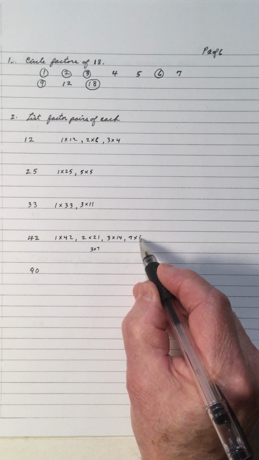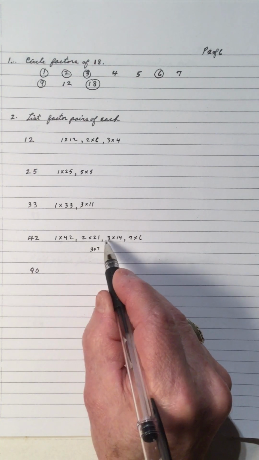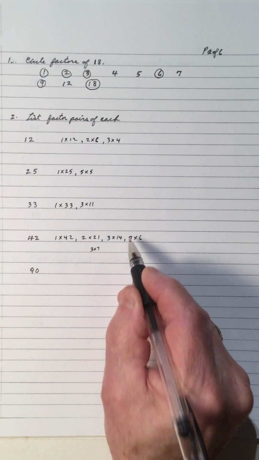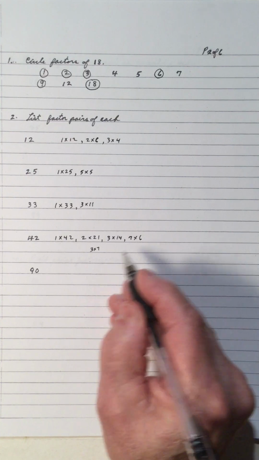Check 6. The 6 has a 2 and a 3. 2 is here, 3 is here. So we have the factors. And 14 has a 7. The 7 is here. Now let's check the 90.